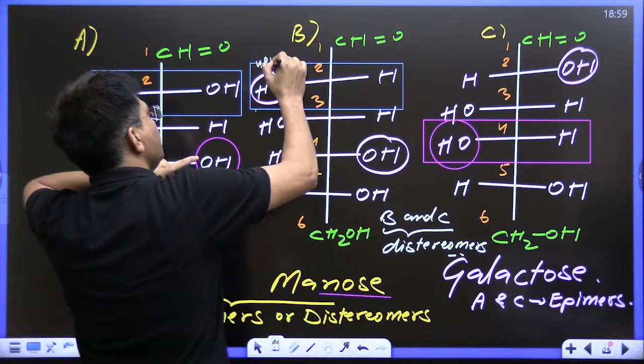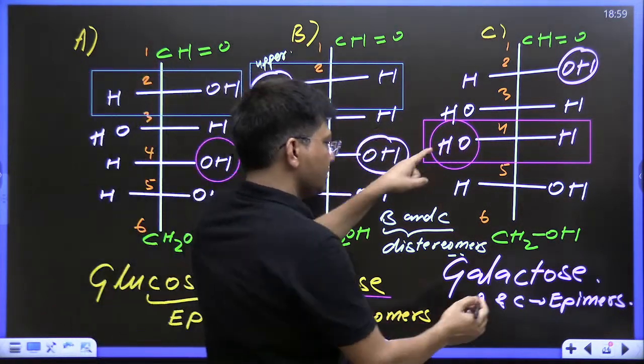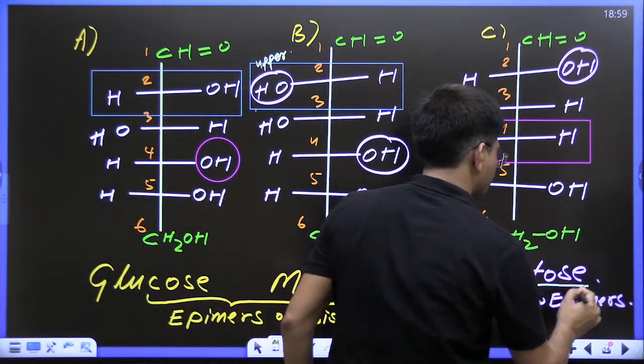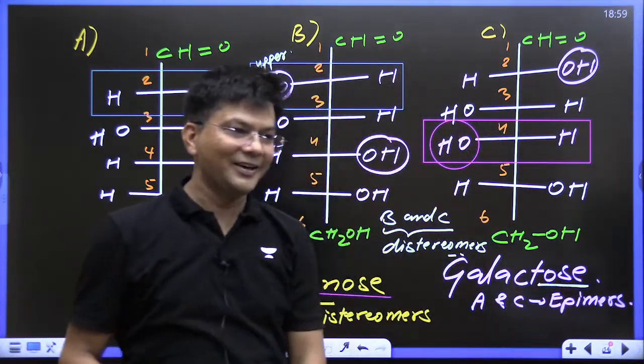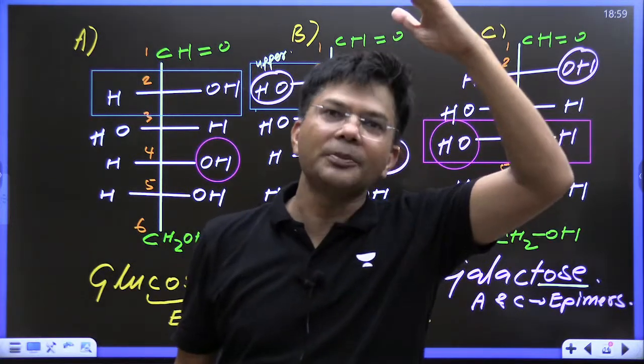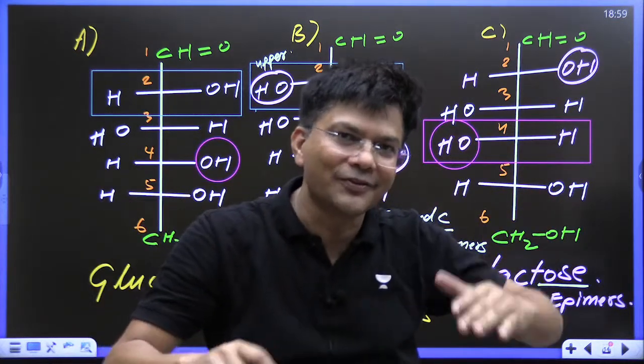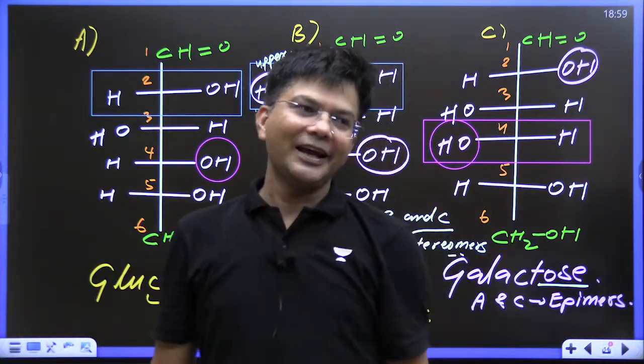This is going to be nose. Lower carbon different, this is going to be toes. Are you able to understand? Nose and toes. Mannose, upper carbon different, toes. Galactose, toes differing. So mannose and galactose.